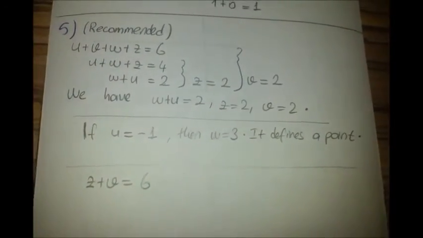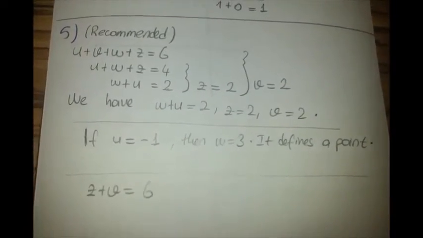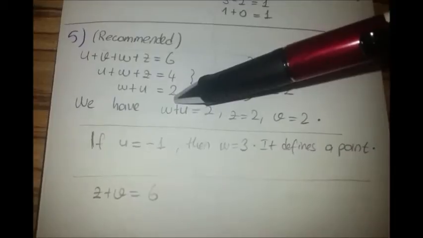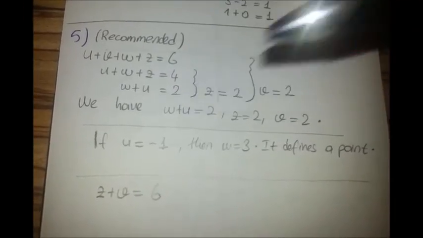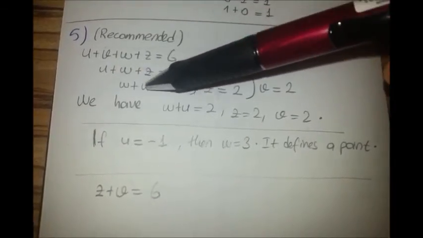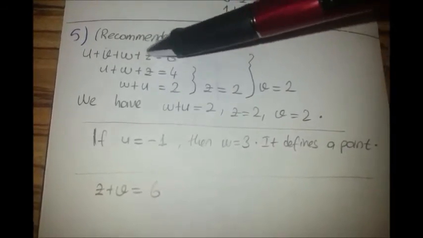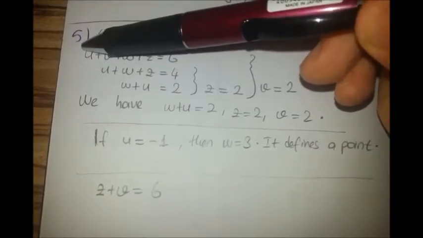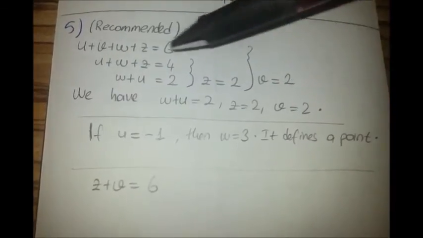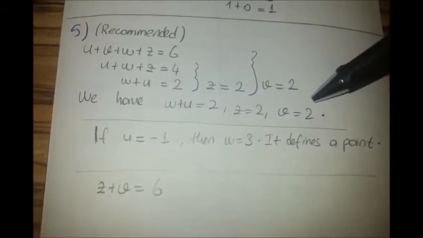Question 5 is recommended by Gilbert, I think. It says describe the intersection of the 3 planes. These are 3 planes. And it says, is it a line, is it a point, or an empty set? So when we solve this equation, w plus u is equal to 2, and then we get z is equal to 2. And when z is equal to 2, and u and w sum to 2, then v is equal to 2. So we have w plus u is equal to 2, z is equal to 2, v is equal to 2.